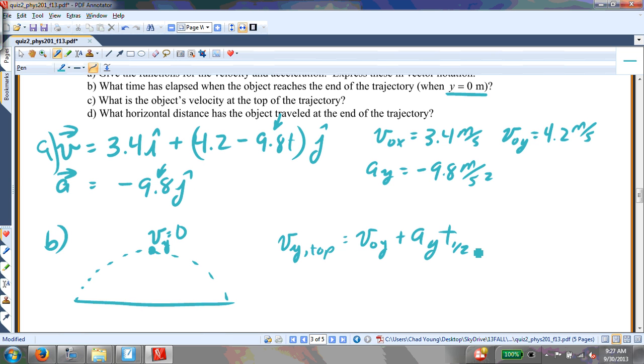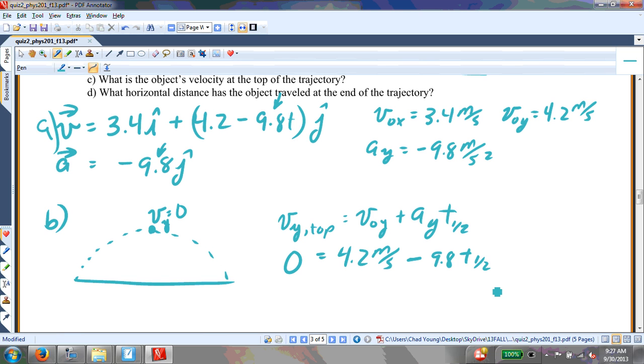Now, Vy at the top is 0, as I said. V naught y is 4.2 meters per second, which we get from our velocity function, minus 9.8 t 1/2, or t top. And then that tells us that t 1/2 equals 4.2 over 9.8, which is equal to 0.43 seconds, but that's half the time. So the total time is twice that, or 0.86 seconds.